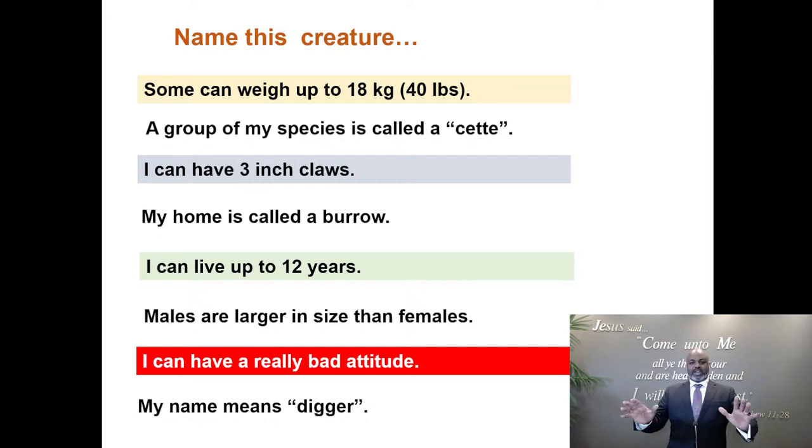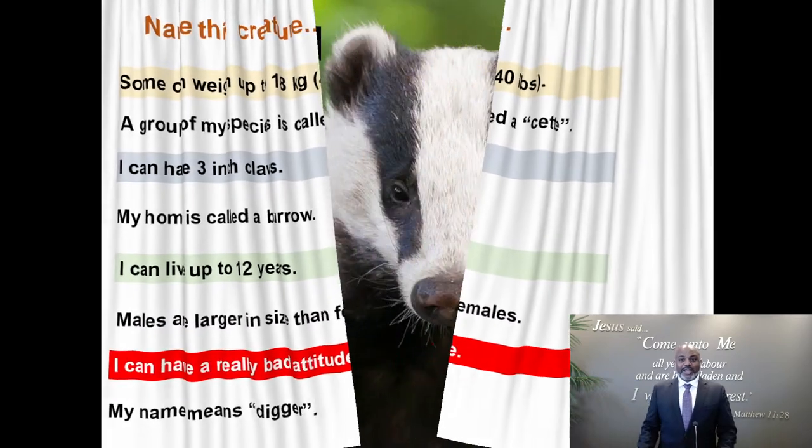Okay, final review, then we're going to reveal. Some can weigh up to 18 kilograms or 40 pounds. A group of my species is called a set. I can have 3-inch claws. My home is called a burrow. I can live up to 12 years. Males are larger in size than females. And I can have a really bad attitude. And my name means digger. On the count of three, here we go. One, two, three. Here it is.